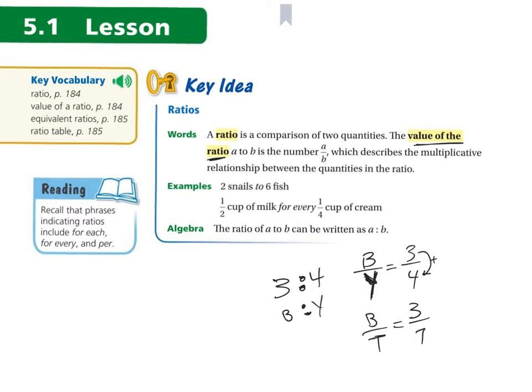The other thing we're going to be thinking about is, as they kind of talk about here, A to B is the number A over B, which is the same as A divided by B. So 3 divided by 4 is equal to 3/4 or 0.75. So the relationship from blue to yellow is that blue is 3/4 of yellow. So for every 1 cup of blue, we use 3/4 of a cup of yellow. So if you divide these two, you will get 0.75, and that would be per 1.